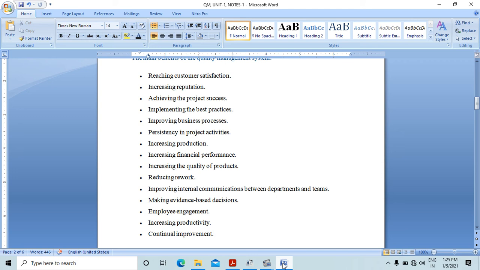Implementing the best practices, improving business processes, increasing production, reducing rework. Reducing rework means if you produce the product with good quality, then recycling is reduced, which means time saving, increased productivity and decreased product cost. Improving internal communications between departments and teams, making evidence based decisions, employee engagement, increasing productivity, and continual improvement.